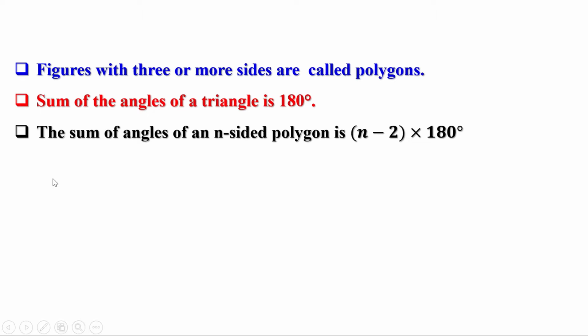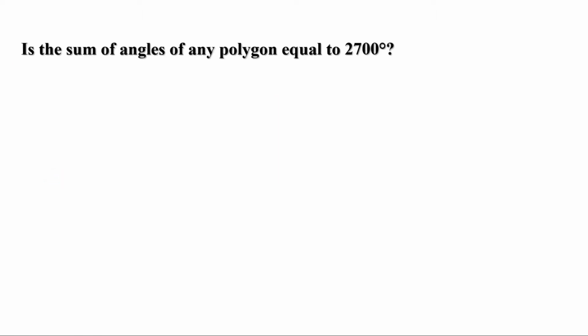There was a homework. Let us discuss it now. Is the sum of angles of any polygon equal to 2700 degrees? We know the sum of the angles of a polygon of n sides is (n minus 2) into 180 degrees. n is the number of sides. Therefore, it should be greater than or equal to 3 because the least number of sides that a polygon has is 3. And clearly, the number of something is a natural number. So n should be a natural number greater than or equal to 3.